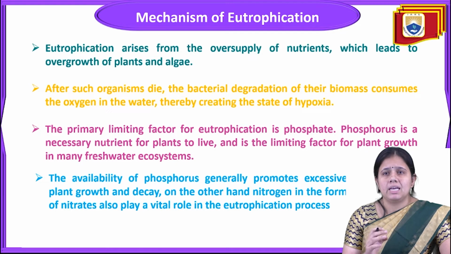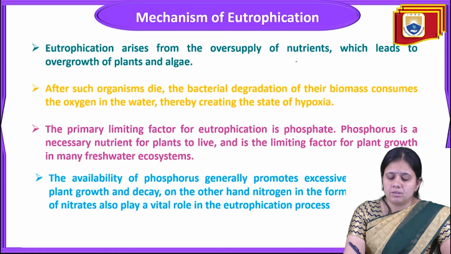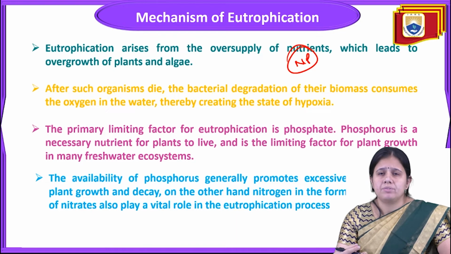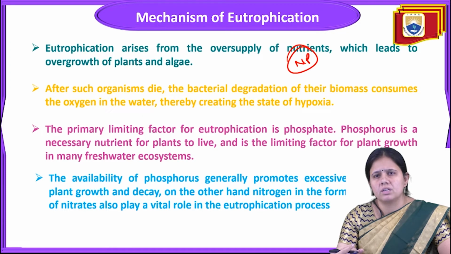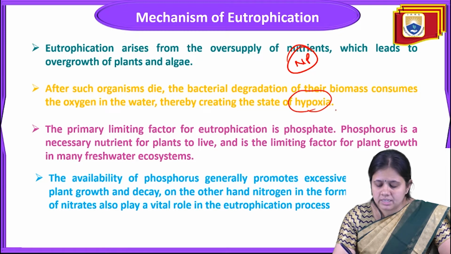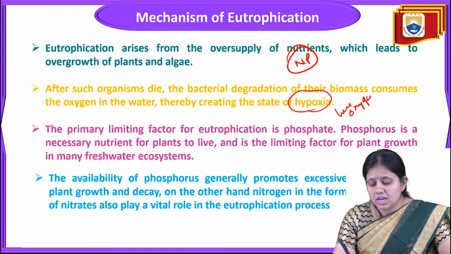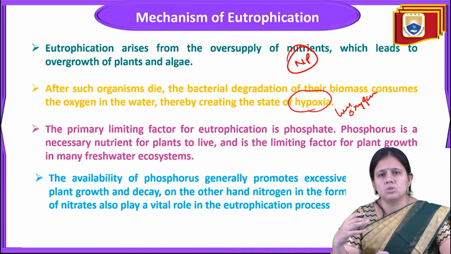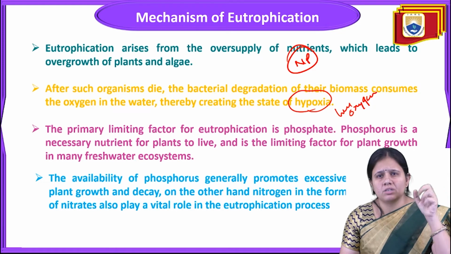It mainly arises from the oversupply of nutrients that leads to overgrowth of plants and algae. The oversupply of these two nutrients, nitrogen and phosphorus. What will happen after any organism dies? The bacterial degradation of their biomass consumes the oxygen in water, thereby creating a state of hypoxemia. Hypoxemia means less oxygen is there. This kind of condition will be created in a pond because many organisms will die, and the bacterial degradation of their biomass consumes the oxygen in the water, meaning they are consuming the already present oxygen in the water.